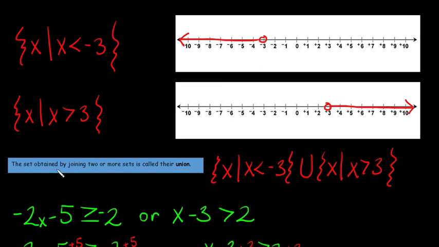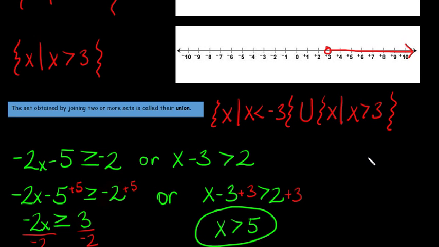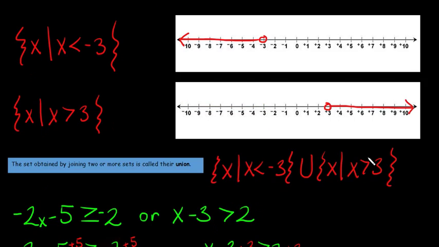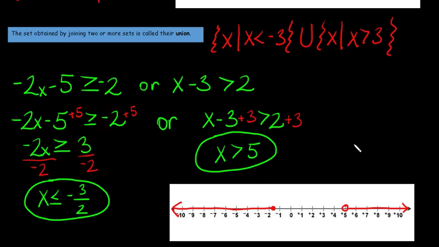Now, the set obtained by joining two or more sets is called their union. I'm unioning these together. This is the one right up here in union with this down here. Now, I brought a new example to show you how we work this out.